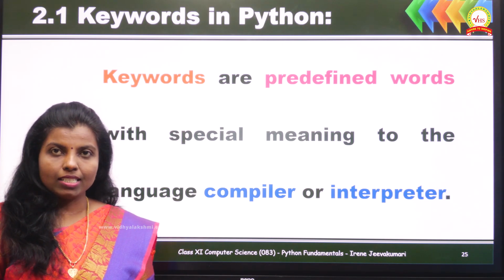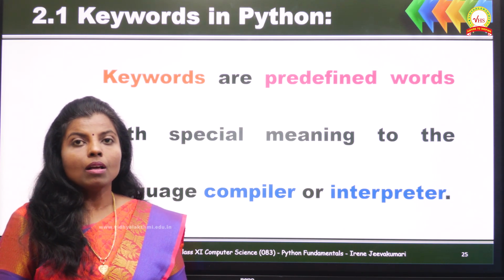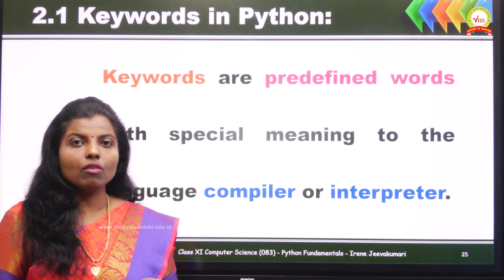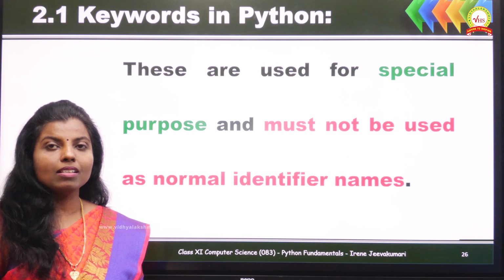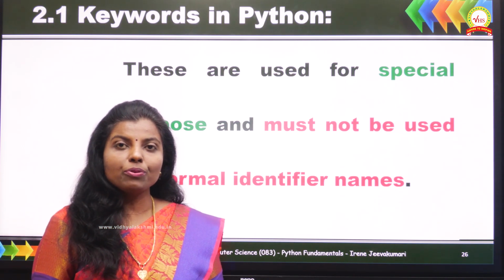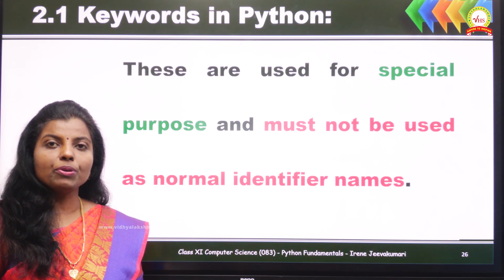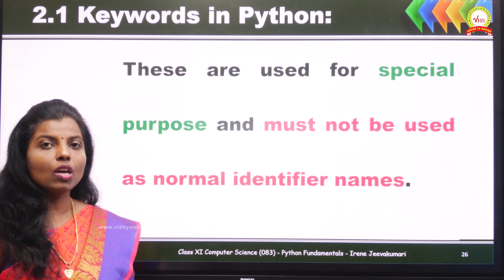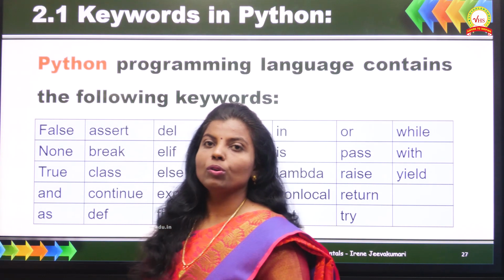Python uses an interpreter. So when we use a keyword in our program, the Python interpreter converts it into the special meaning it is meant for. Also, keywords should be used only for the purpose they are meant for, and they should not be used as normal identifier names. Let us see all the keywords of Python. Now Python has the following keywords.